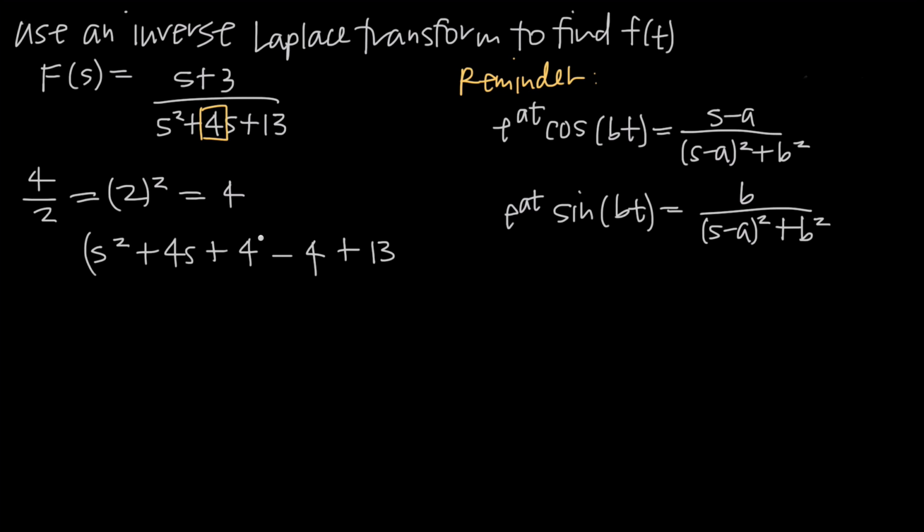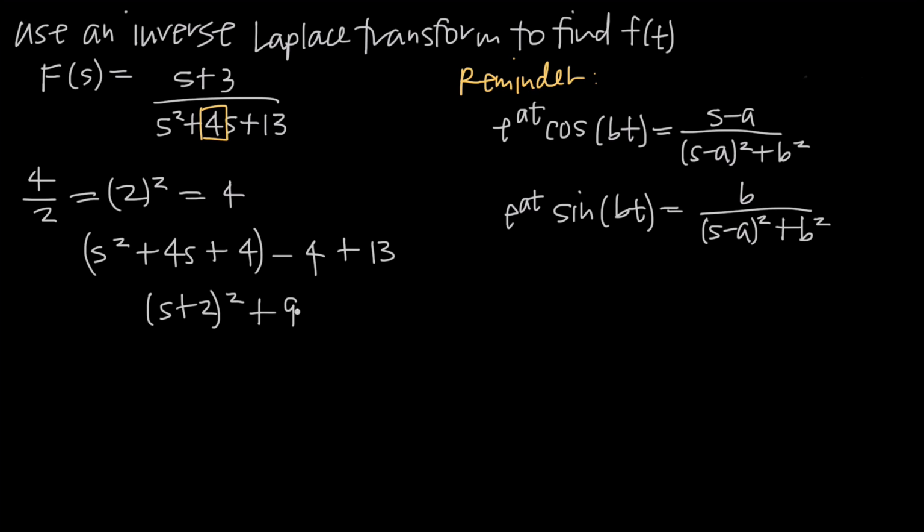The value we want to focus on is s squared plus 4s plus 4, because we added 4 to complete the square with these first two terms. If we factor it, we get (s plus 2) quantity squared. Then we simplify negative 4 and plus 13 into plus 9. We're just changing the way our denominator looks, but we haven't changed its value. Remember that the denominators of the two formulas we're going to try to use are both the sum of squares: we have this (s minus a) quantity squared value, and then this b squared value.